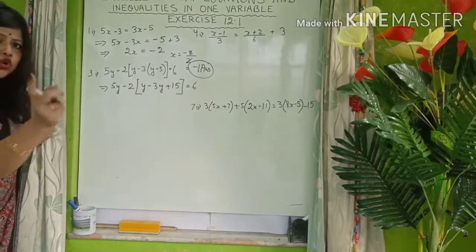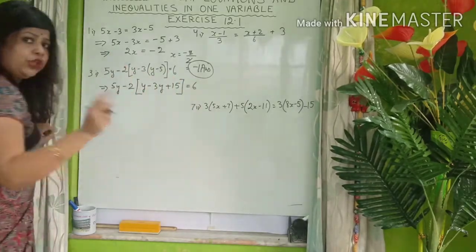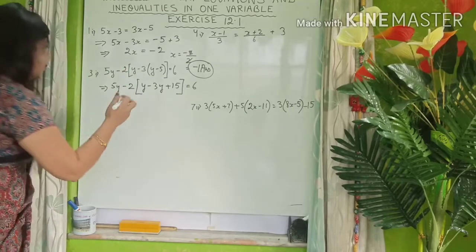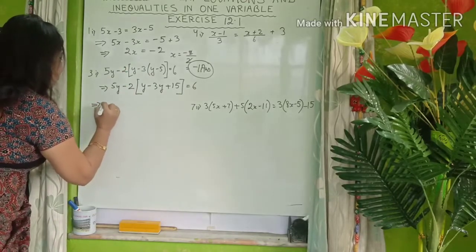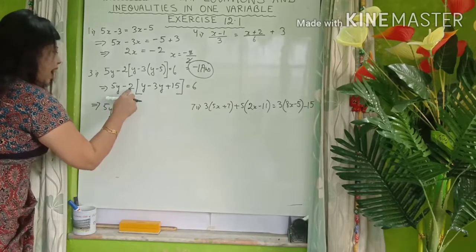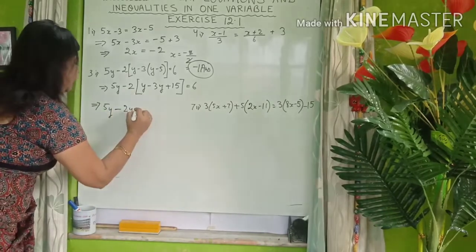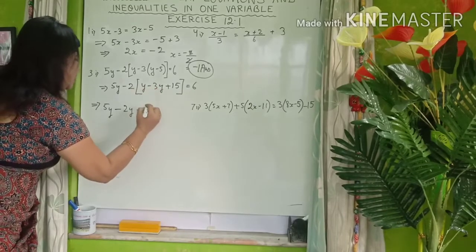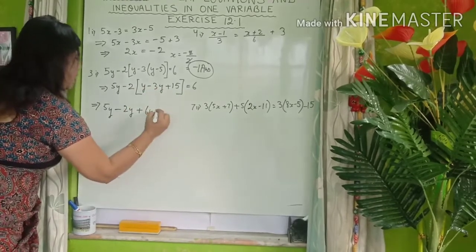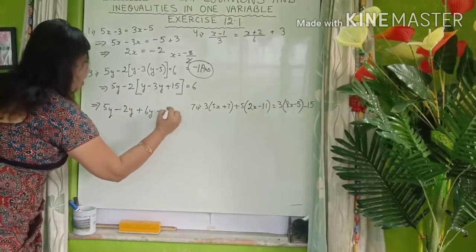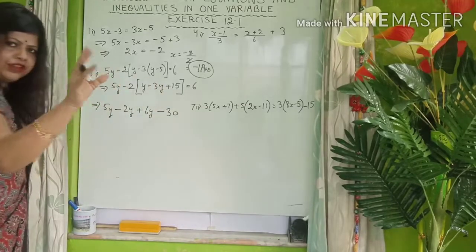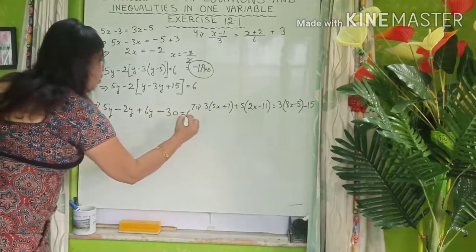Now what you have to do? You have to remove this bracket, the second bracket. So this implies 5y minus 2 into y, minus 2y, minus minus, plus 2 3s are 6y, plus minus, minus 2 into 15, 30. We have removed the bracket. This is equal to 6.